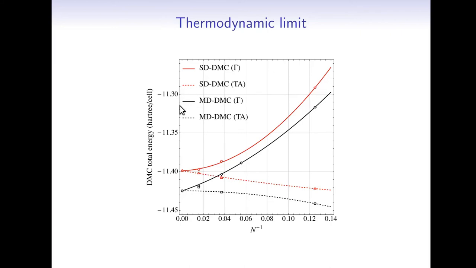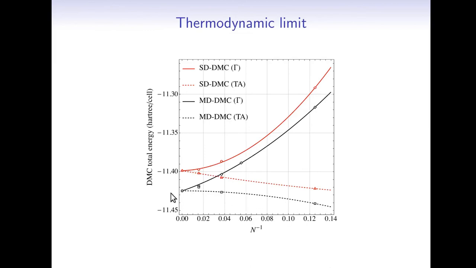And solid black is a multi-determinant. You see that finite size effects are quite strong. And if now you twist average, which is TA here, single and double, you see that the finite size effects are much smaller than using only the gamma point and no twist average.